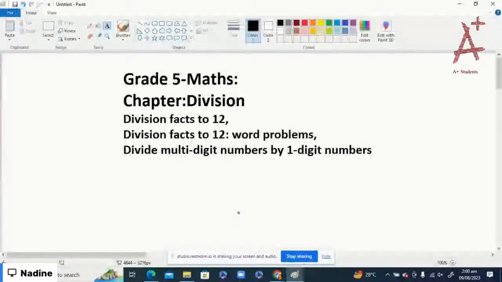Grade 5 maths, chapter division, and these are all the lesson names. Division facts to 12, division facts to 12 word problems, and divide multi-digit numbers by one-digit numbers.